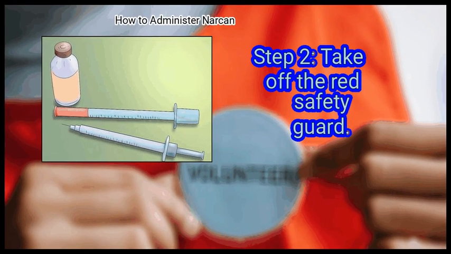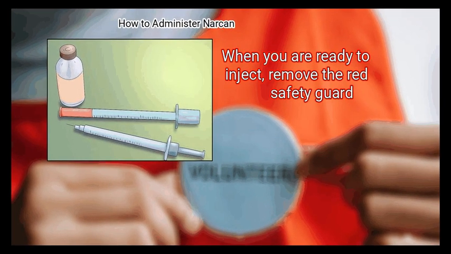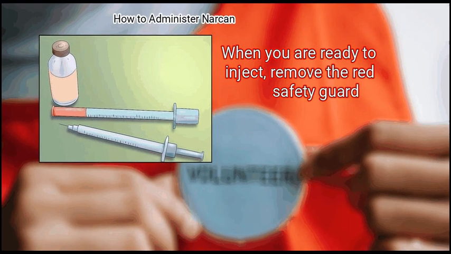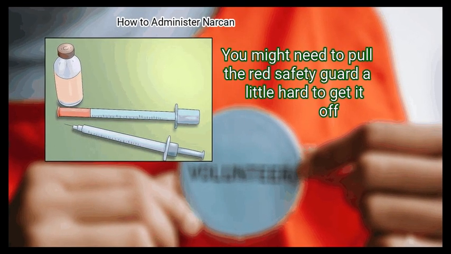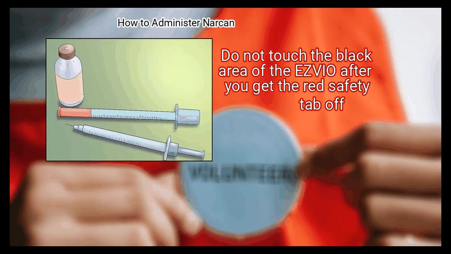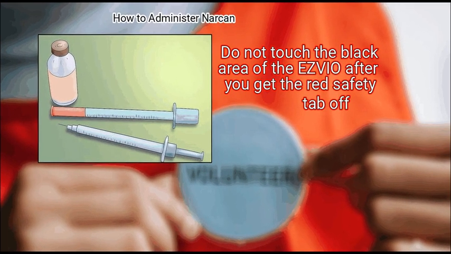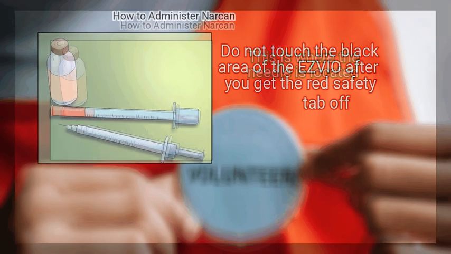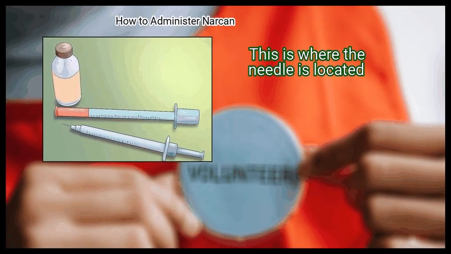Step 2. Take off the red safety guard. When you are ready to inject, remove the red safety guard. You might need to pull the red safety guard a little hard to get it off. Do not touch the black area of the Evzio after you get the red safety tab off. This is where the needle is located.